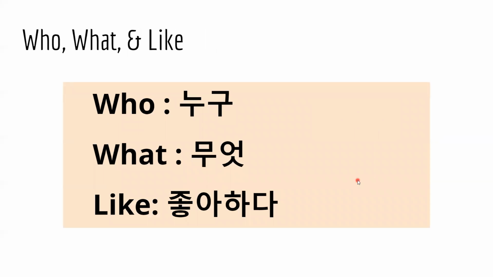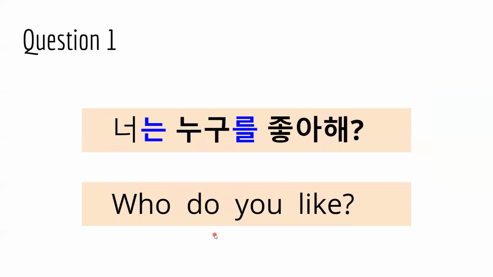Last week, we learned 3 words. 누구 is who. 무엇, which is in the CVC form, is what. The second part of the word is in the CVC form, 엇. And finally, like is 좋아하다. With these 3 words, we formed a question.